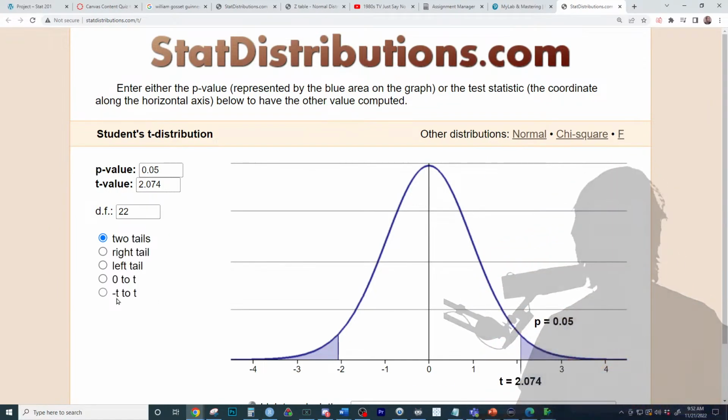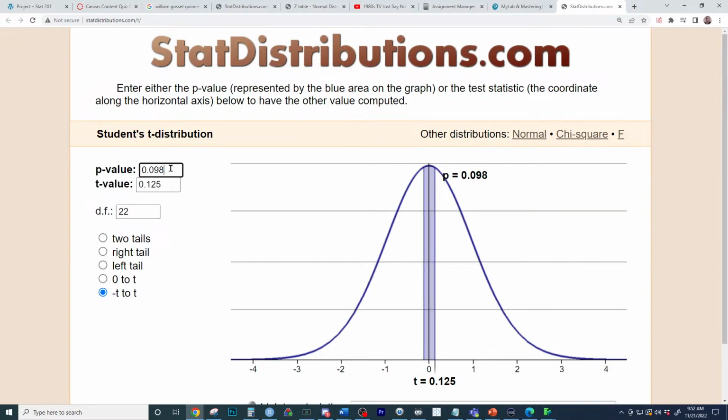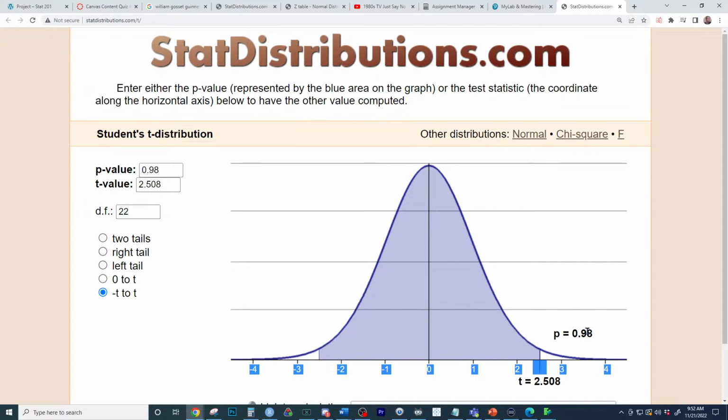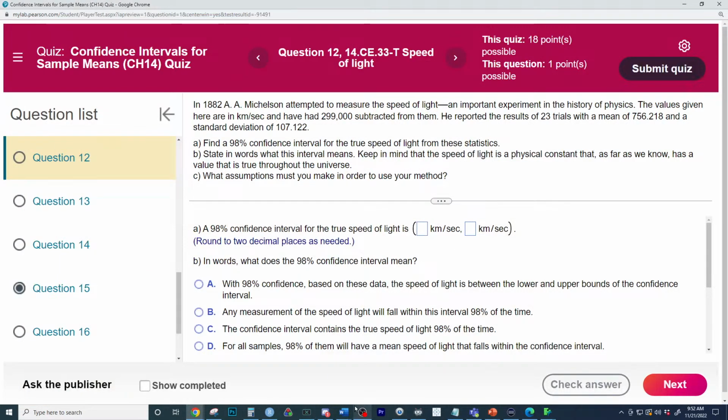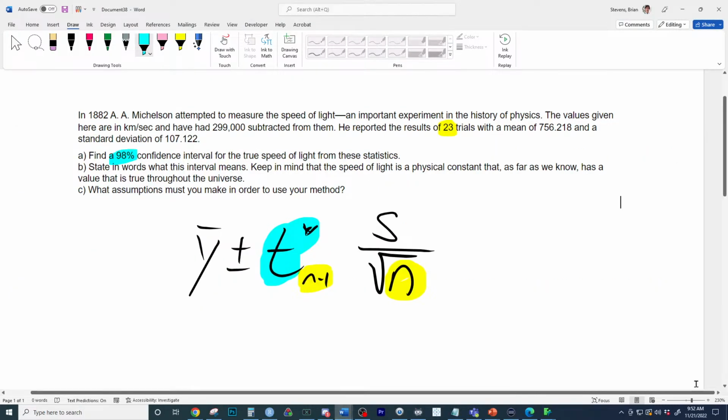And then we go right here to the in-between and do 98%. And we get exactly what Justin said, 2.508. Make sure it shades the in-between from the lower to the upper. It does say p-value right here, which could cause some confusion, but it should be read as relative to 98% confidence, or the middle 98% shaded under the curve. So that is the T, 2.508.